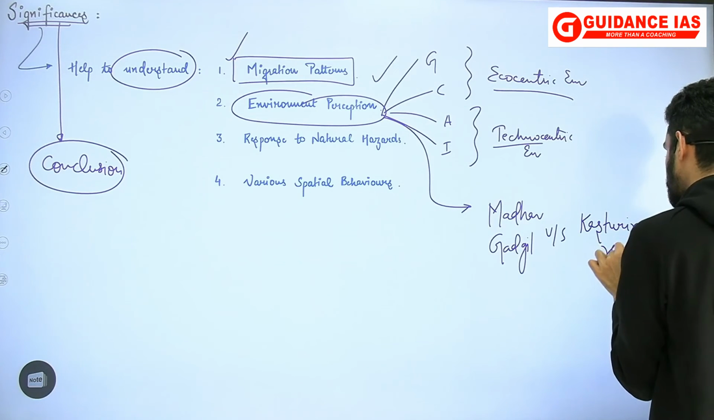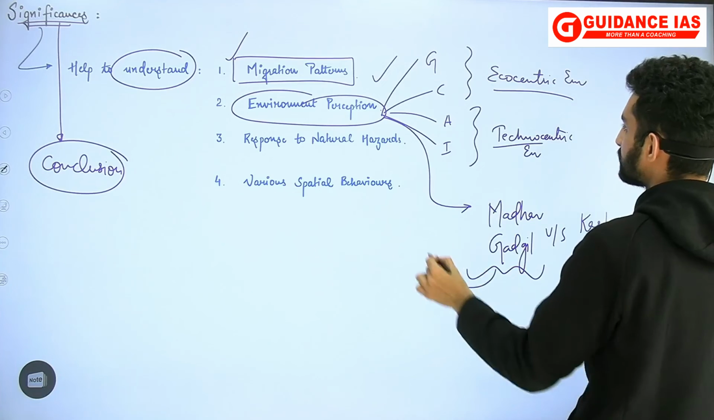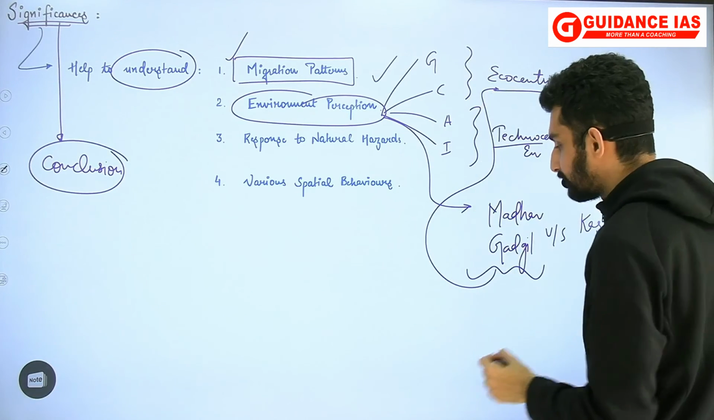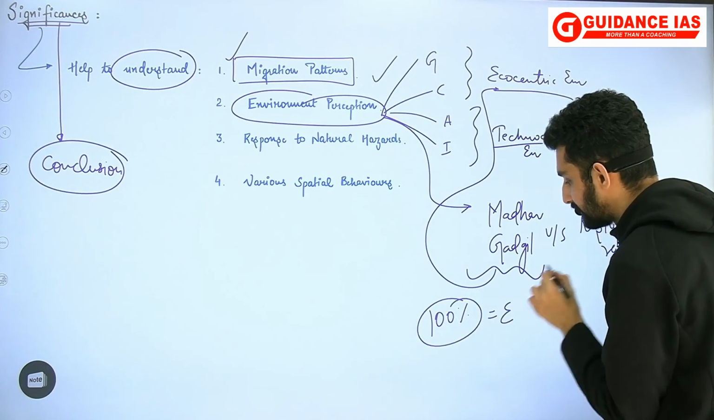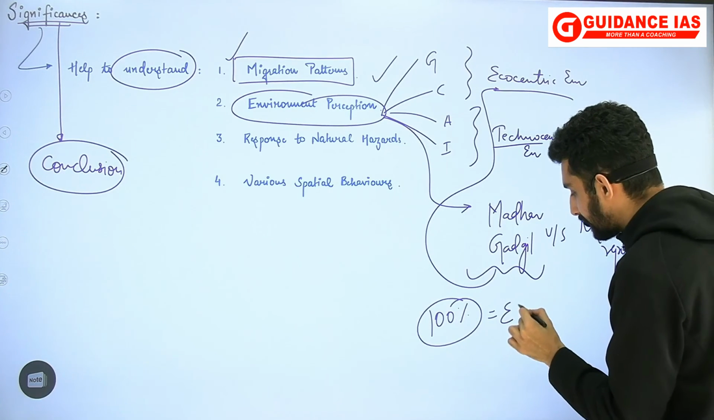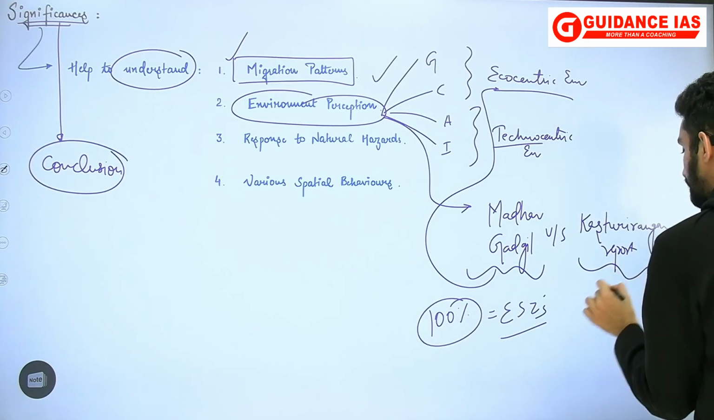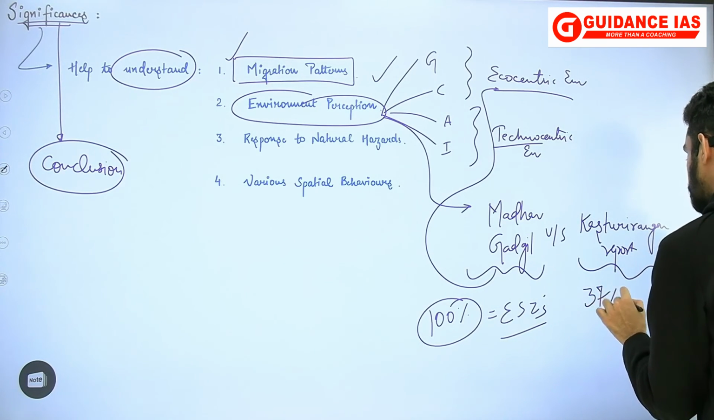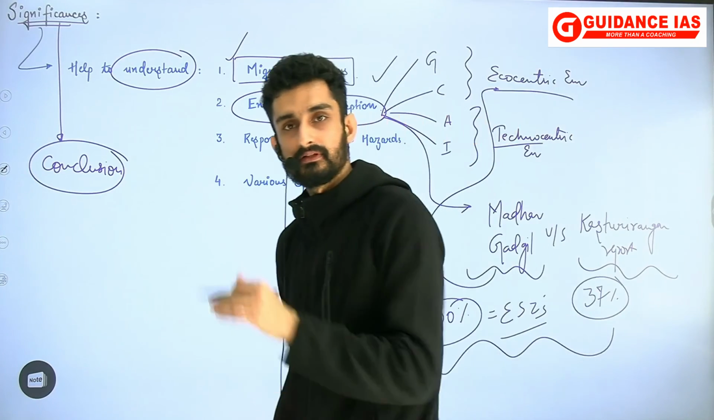Kasturirangan report debate. So Madhav Gadgil was actually driven by the aspect of ecocentric environmentalism, and therefore he said what? That the entire 100% of the Western Ghats should be included under ecologically sensitive zones, while Kasturirangan was in favor of only 37%. And the conclusion on this particular debate is still pending in recent times. I hope it is clear.